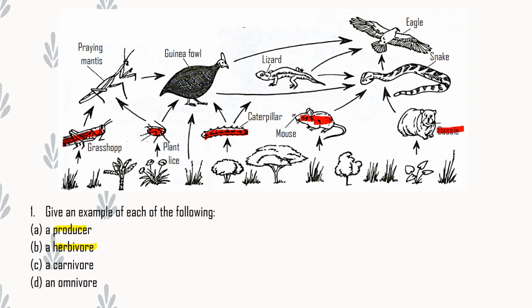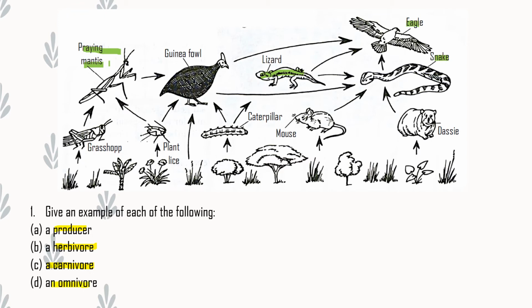Next, they want you to mention a carnivore. So again, exclusively eating animals. So only meat. So it can be the praying mantis. It can't be the guinea fowl because the guinea fowl is eating the bug and the grass. It can be, we don't know about the lizard. Oh wait, the lizard is eating the caterpillar. So it could be the lizard. It can be the snake and it could be the eagle and that's about it.